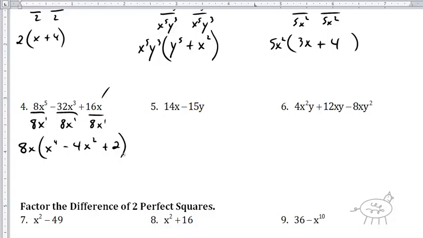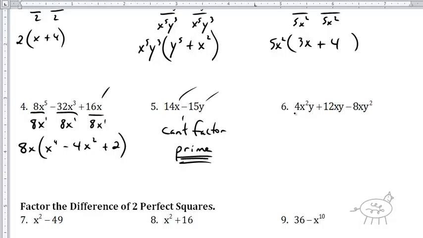Okay, what can I take out of number 5? I can't do anything with number 5, because there's nothing that goes into 14 and 15 evenly, and this is an x and this is a y, so there's not even the same variable in both terms. So this one you can't factor. In other words, they use a word called prime. Not related to Amazon, but prime.